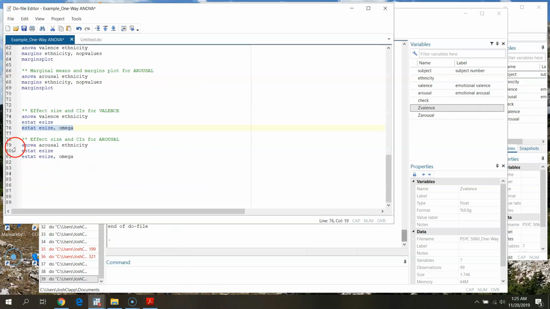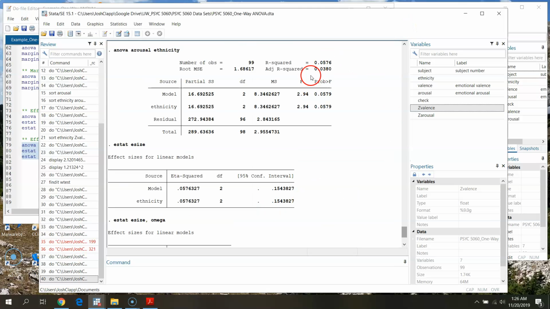Okay, same thing. We can run these for arousal. Again, estat esize is a post-estimation command, so we need to run our original ANOVA model for arousal, have those results stored in the system, and then we can request our eta squared and our omega squared. Okay, so we run that. We see here's our uncorrected test, but we really don't worry about that for this piece because we're not concerned about our inferential tests here.